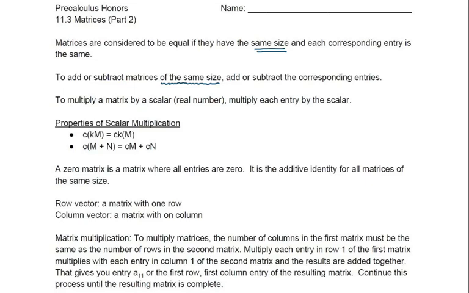To multiply a matrix by a scalar, we would take a matrix of any size, really, and multiply every entry in that matrix by that scalar.